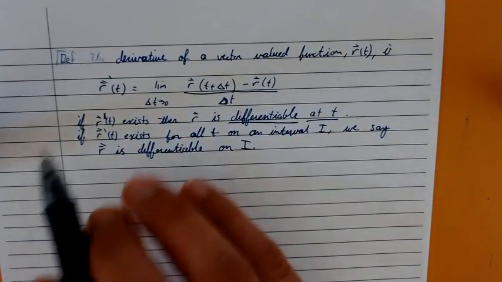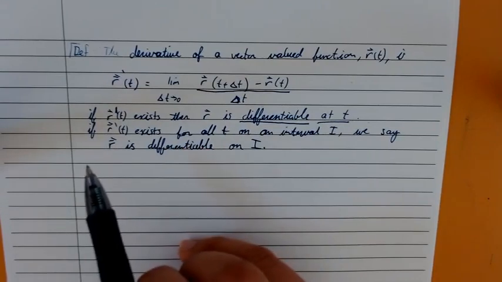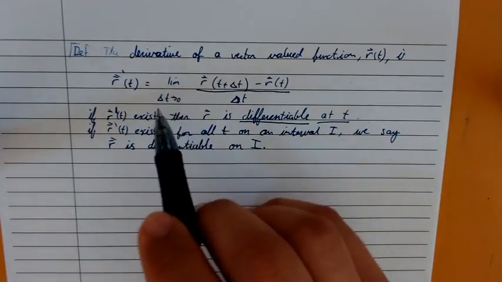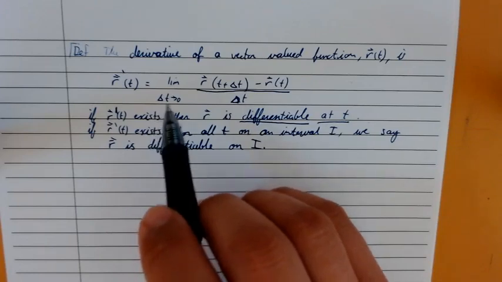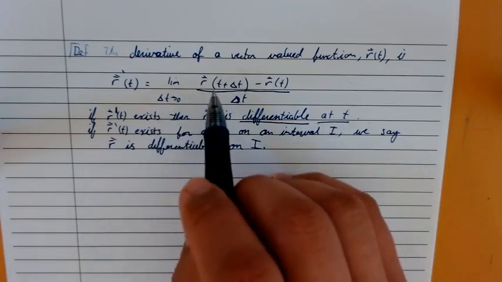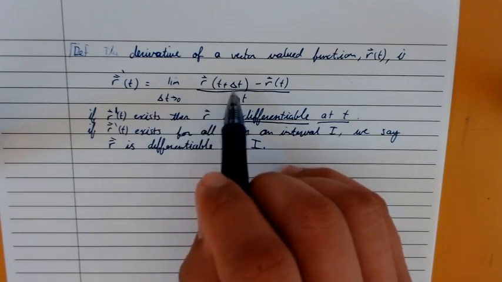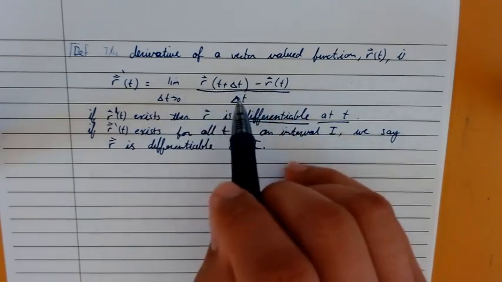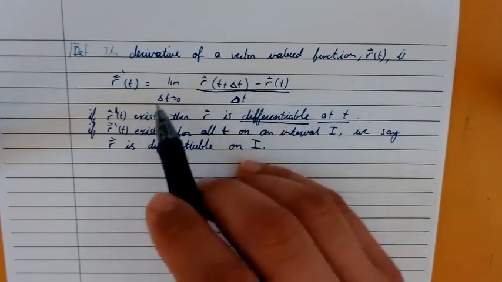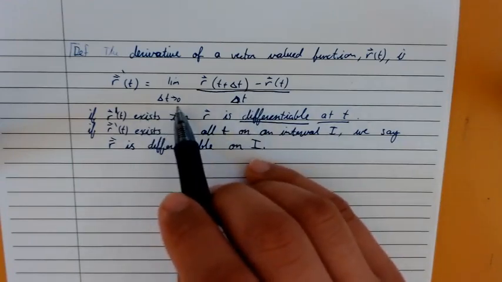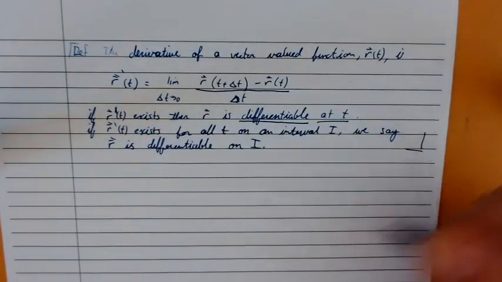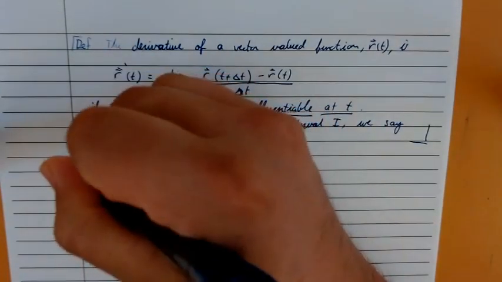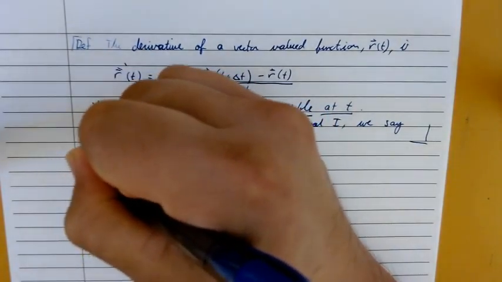Now, I began by stating that it makes sense to define things component-wise. However, here we don't see any of the definition happening component-wise. We simply see R at some value plus a tiny bit more, minus R at some value, over that tiny bit more, taking the limit as that approaches 0. So where does the component-wise computation come in? Well, from this definition, it arises naturally. The following theorem will show us where that comes from.